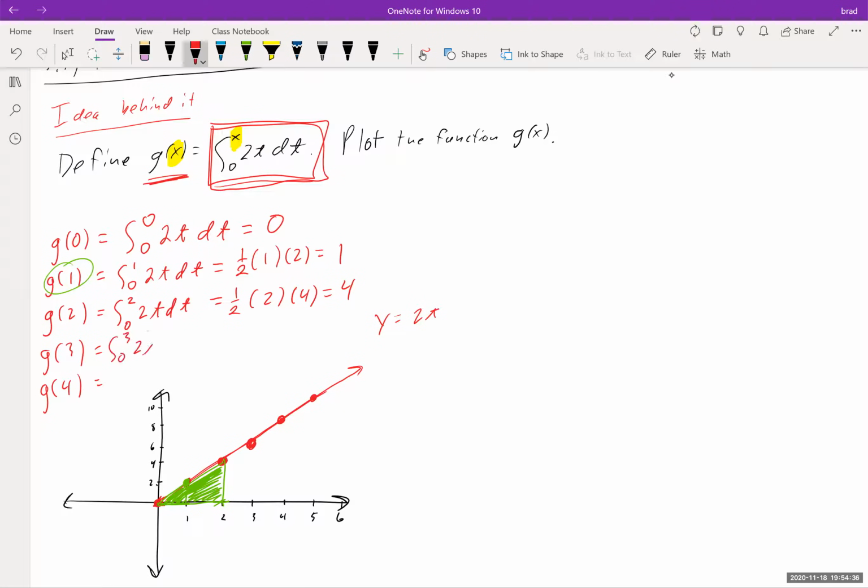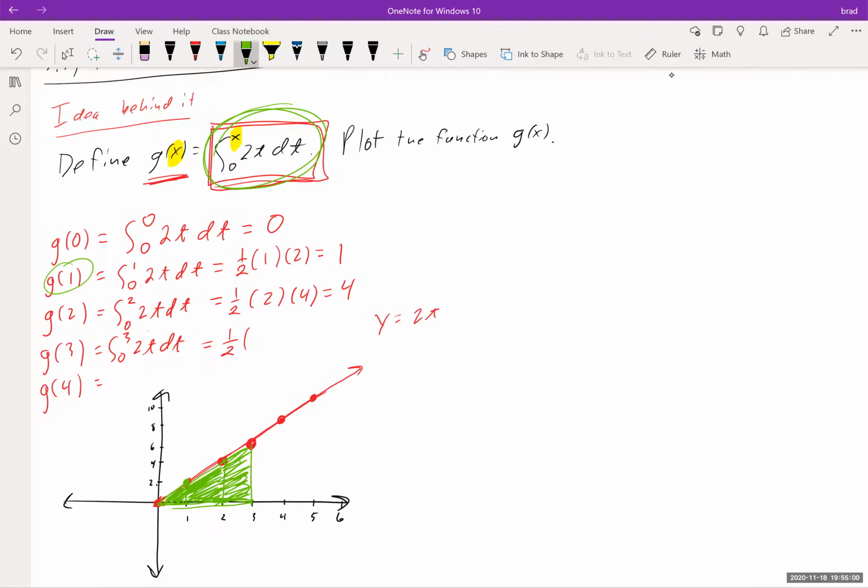0 to 3 of 2t dt. And this would be 1/2. Now we do this again. We go here to 3. Oops. We shade that in. And again, we're finding the area under the curve because that is what that stands for. That is what the definite integral stands for. It doesn't stand for the line 2t. It stands for the area under the curve.